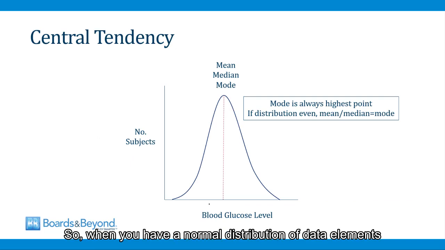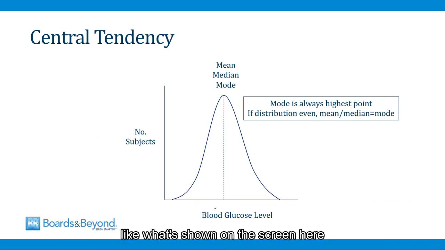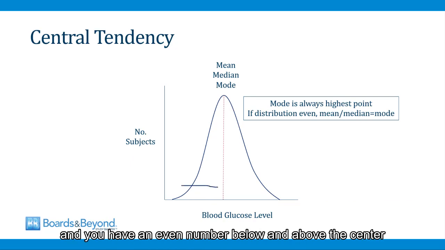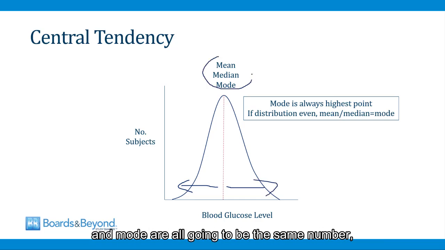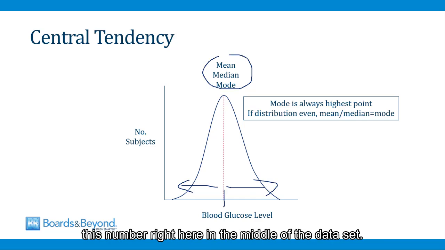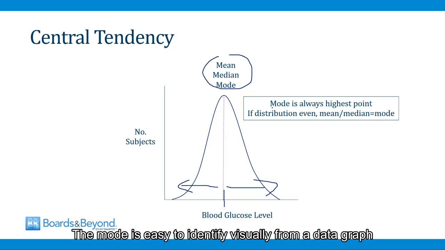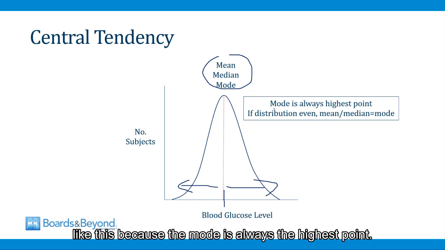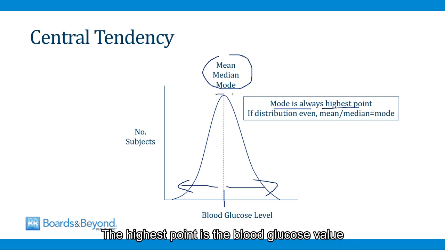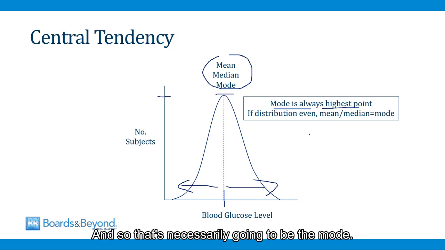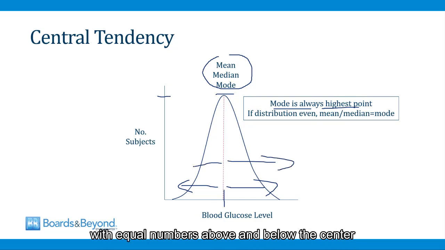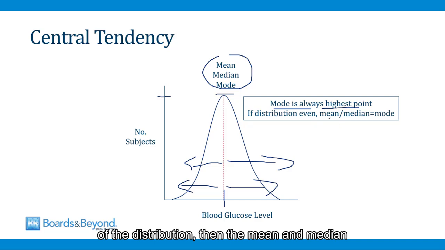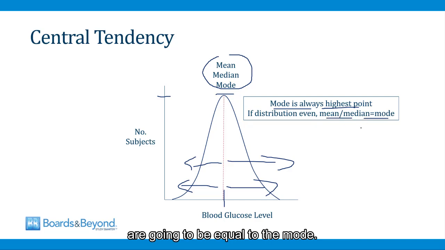So when you have a normal distribution of data elements like what's shown on the screen here, and you have an even number below and above the center of the distribution, then the mean, median, and mode are all going to be the same number, this number right here in the middle of the data set. The mode is easy to identify visually from a data graph like this because the mode is always the highest point. The highest point is the blood glucose value that the most subjects have, and so that's necessarily going to be the mode. And then if the distribution is even with equal numbers above and below the center of the distribution, then the mean and median are going to be equal to the mode.